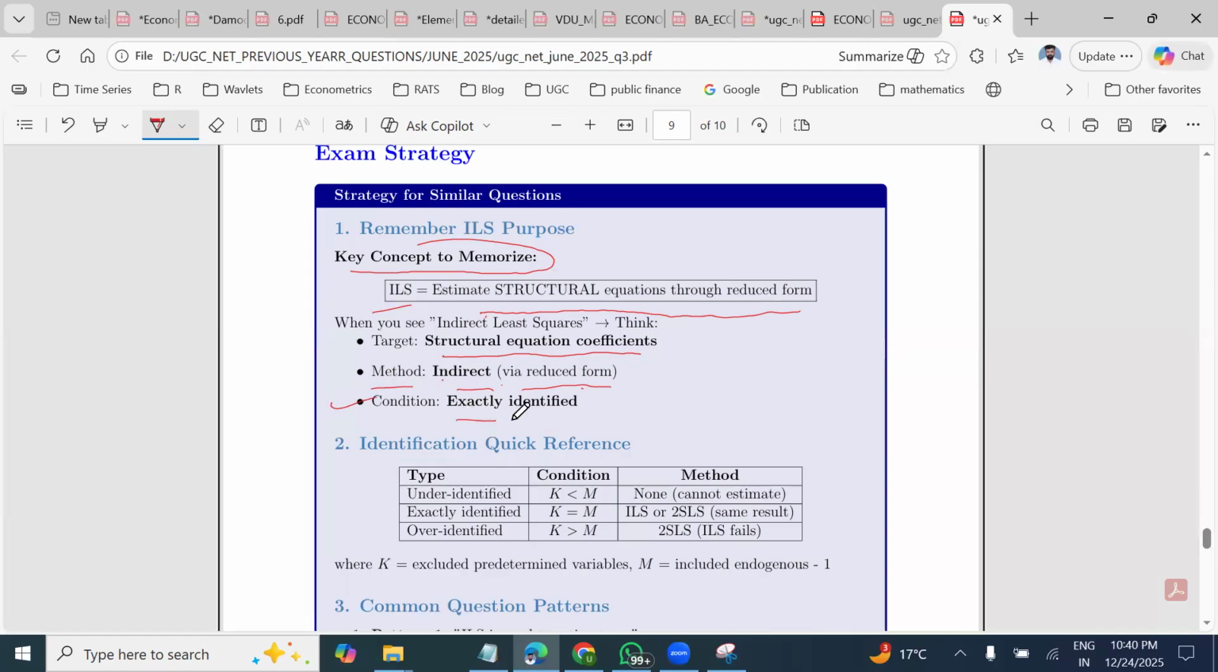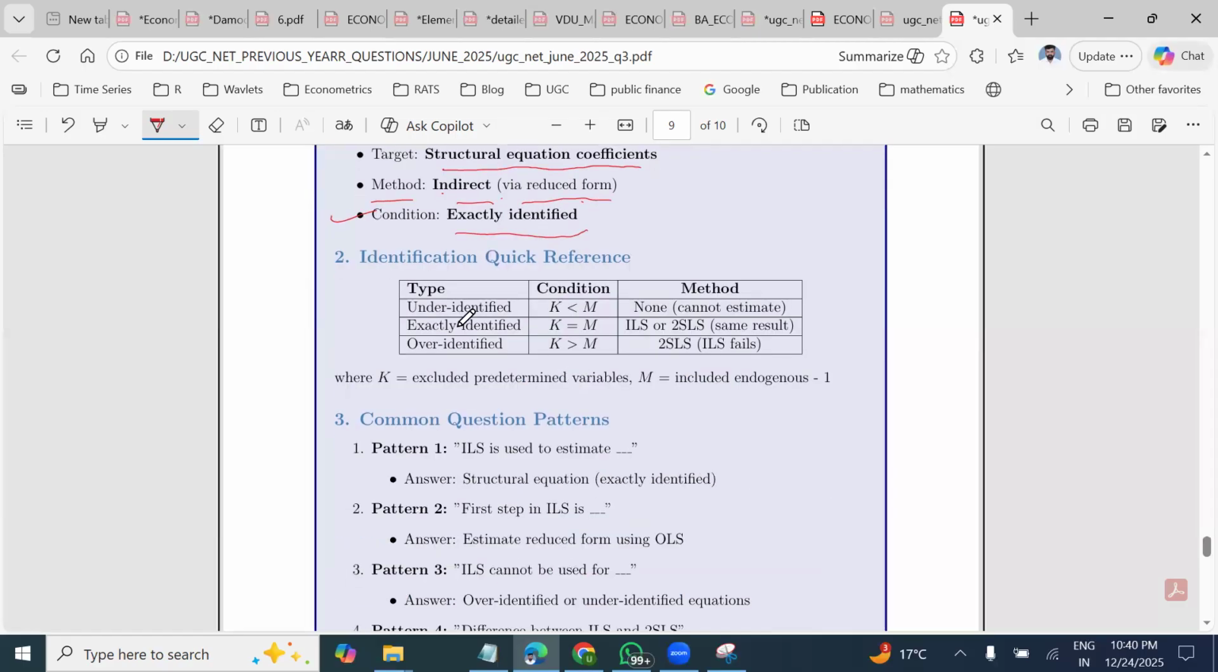The condition is k is equal to m; only then will you use this. Under identified means k is less than m, so the method is none, we cannot estimate. For exactly identified, you have to use ILS or 2SLS. For over identified, k is greater than m, you have to use 2SLS, and that is where ILS fails.